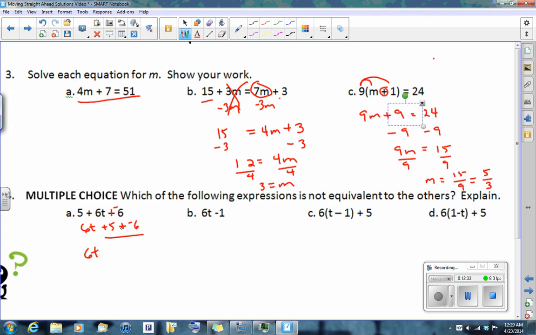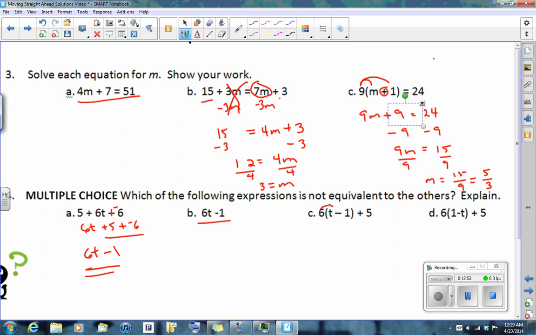And then we can do plus 5 plus negative 6. Well, 5 plus negative 6 is negative 1. And we can leave that. We can't do anything more. It's as simplified as it gets. Over here, 6t minus 1, nothing we can do with that. And it is also the same as our part A.